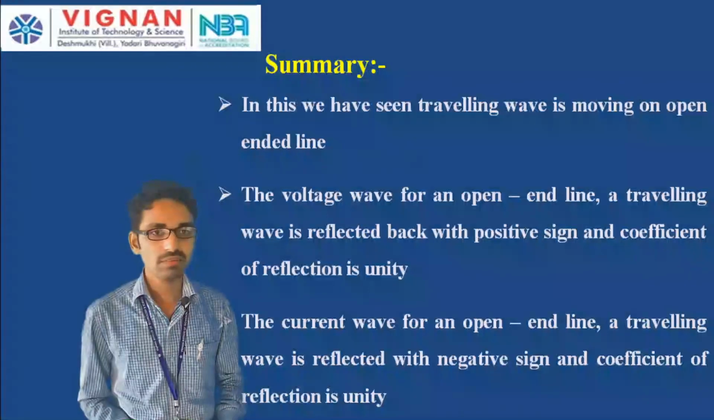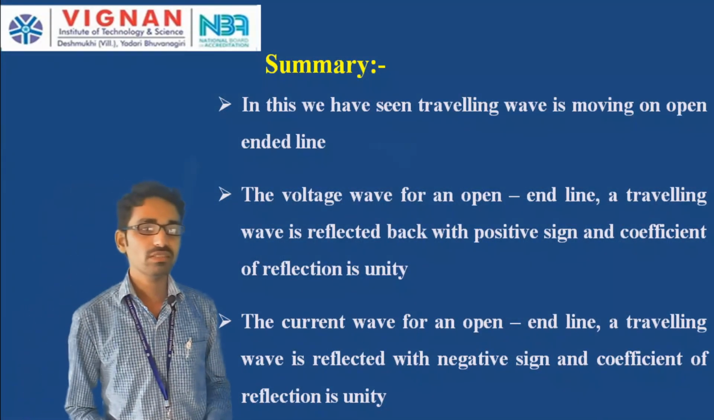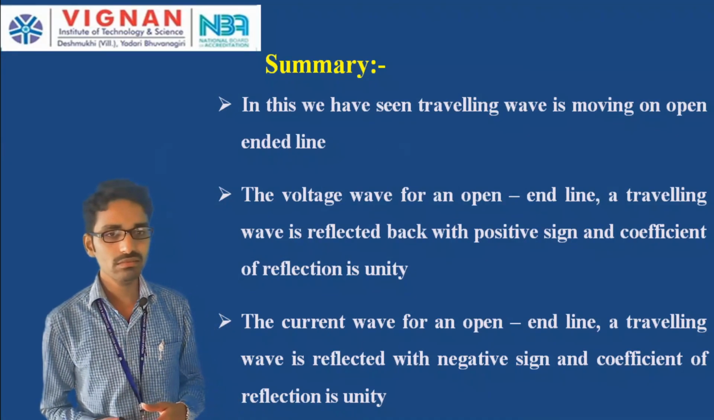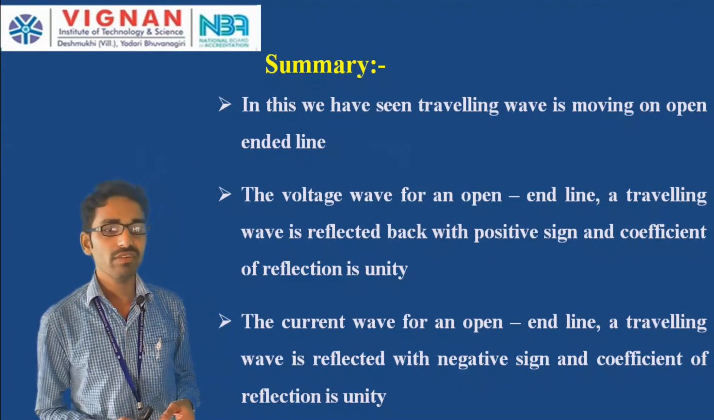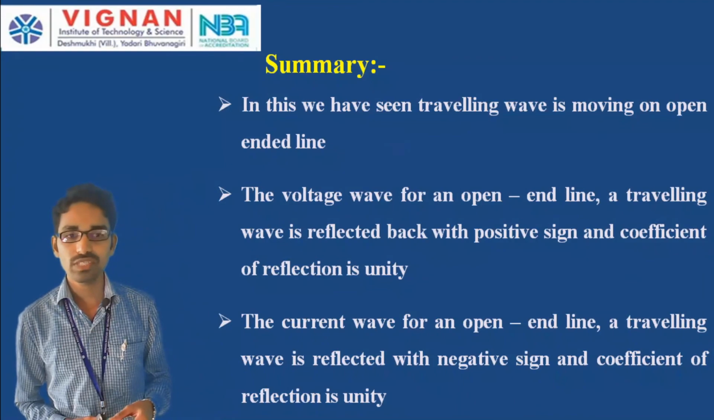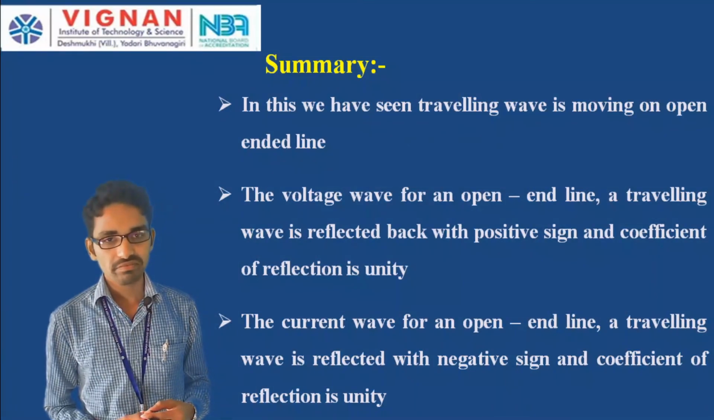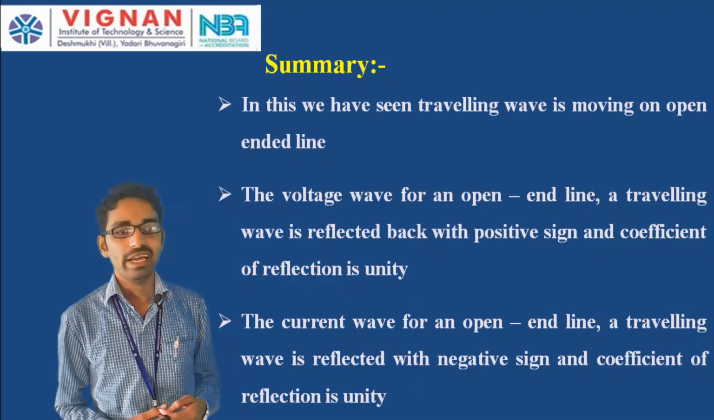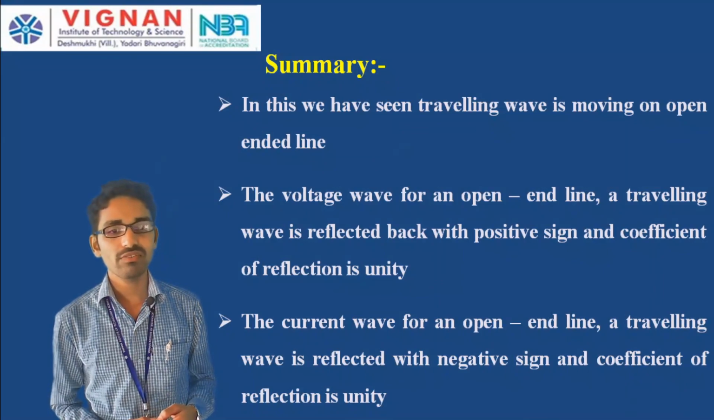So if you see the summary of this lecture, we have seen a travelling wave moving on the open end line. The voltage wave for an open end line, a travelling wave is reflected back with positive sign and coefficient of reflection is unity. The current wave for an open end line, a travelling wave is reflected with negative sign and coefficient of reflection is unity.